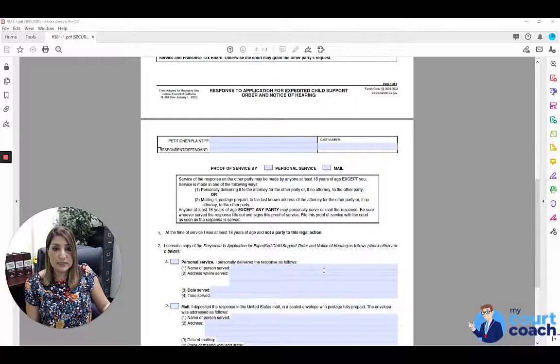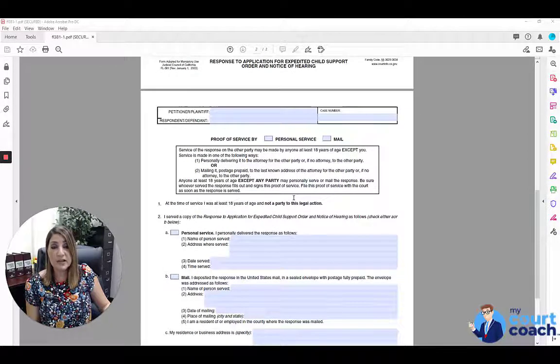Page 2 is a proof of service form. Once you have gotten your file stamped hearing date, you want to fill out the proof of service. You would actually have someone other than you fill out this form. They need to be at least 18 years of age. They may not be a party to this case.